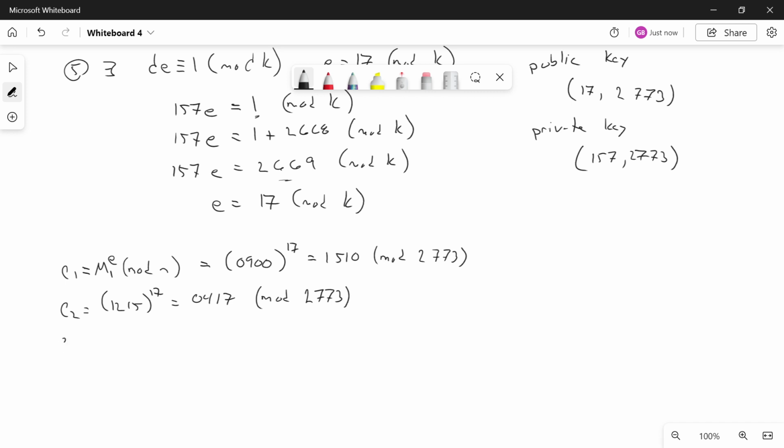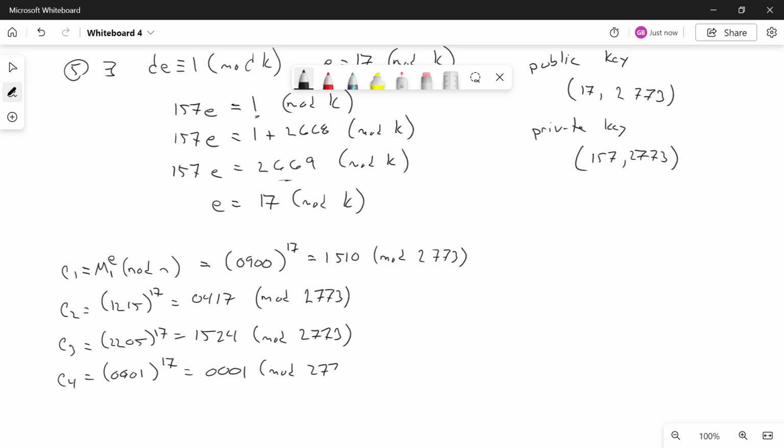Third one, this is VE, which was 2205. Again, raise that to the power 17. We have 1524 mod N. C4, this is our space A, so 0001. Raise that to the power 17. Well, that's 0001. No work has to be done there. That's kind of nice. Again, mod 2,773.